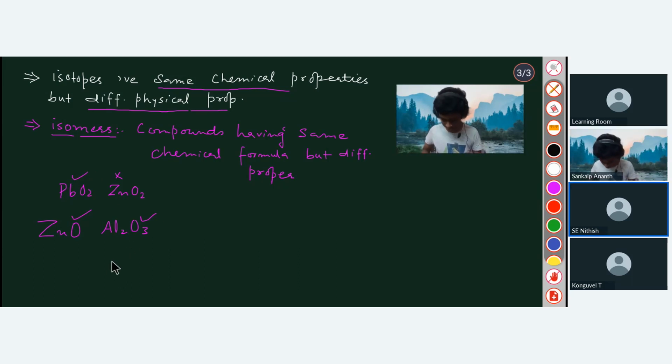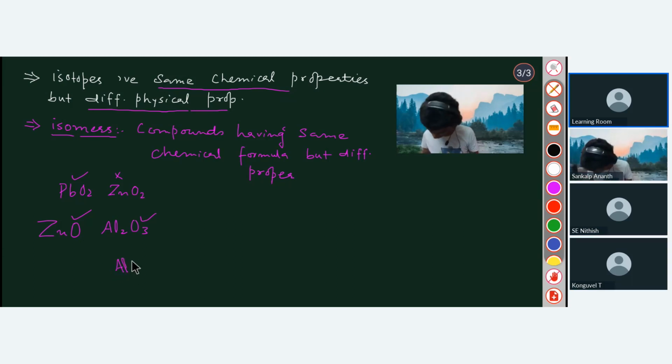You just said what's given in the textbook. That's a radical, not a compound. See, AlO2 is not actually a compound, it's a radical. If you see here, aluminum is having how much valence? Can you tell me the valence of aluminum here? 3. Plus 3.